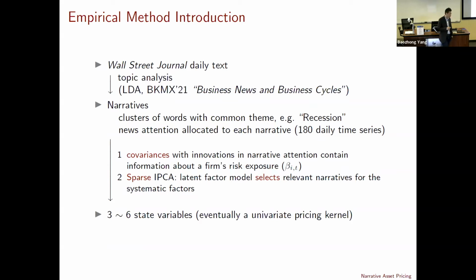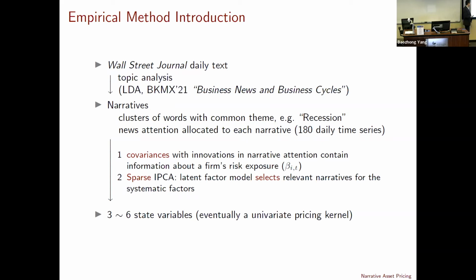So number one, I need to calculate those covariances. And of course, that's just one example with recession. I have 180 narratives. I don't know which narrative really matters. This is the typical problem of textual analysis. Some of the things are just apparently not relevant. Some topics, like humor and arts, are apparently not related to the capital market.